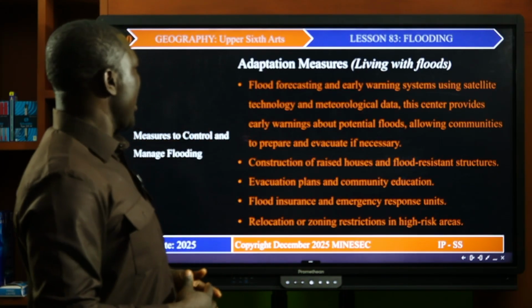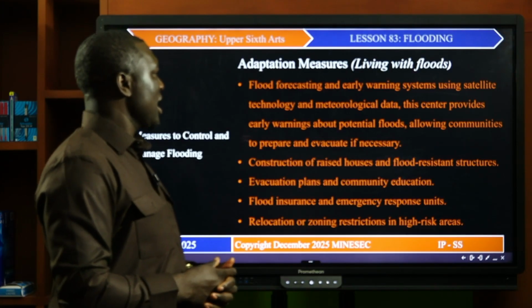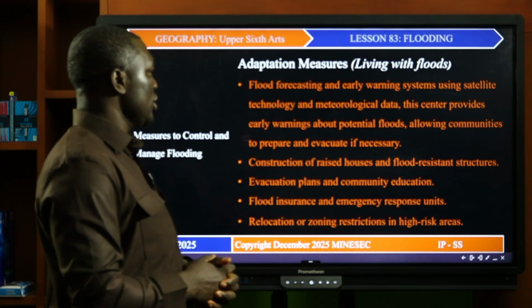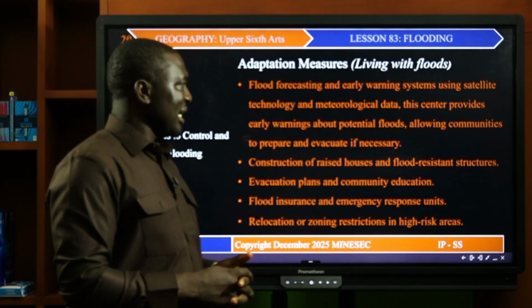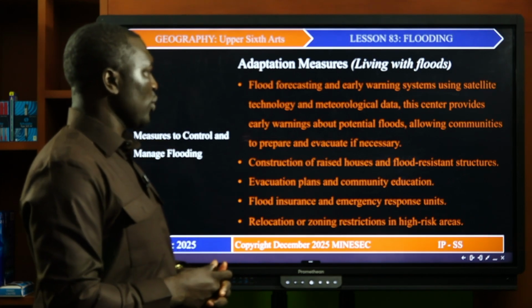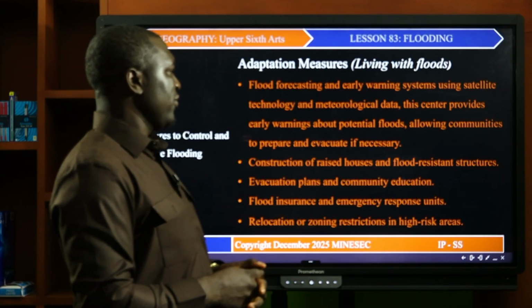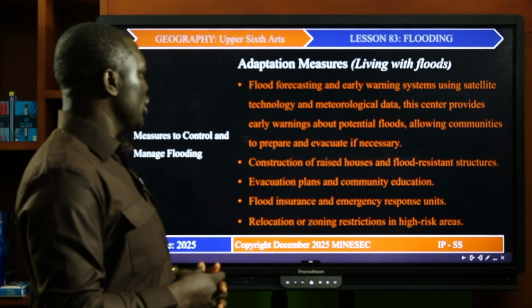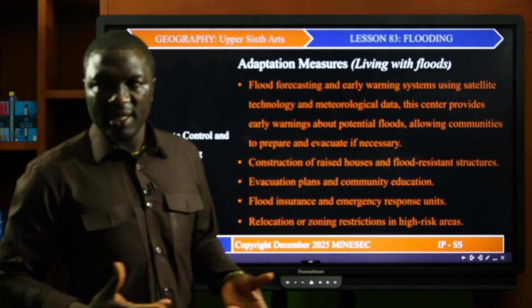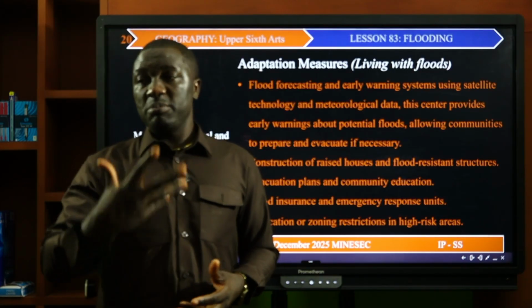So, we have flood forecasting and early warning systems using satellite technology and meteorological data. This center provides early warning of potential floods, allowing the community to prepare. Others might prepare to evacuate the area if informed.